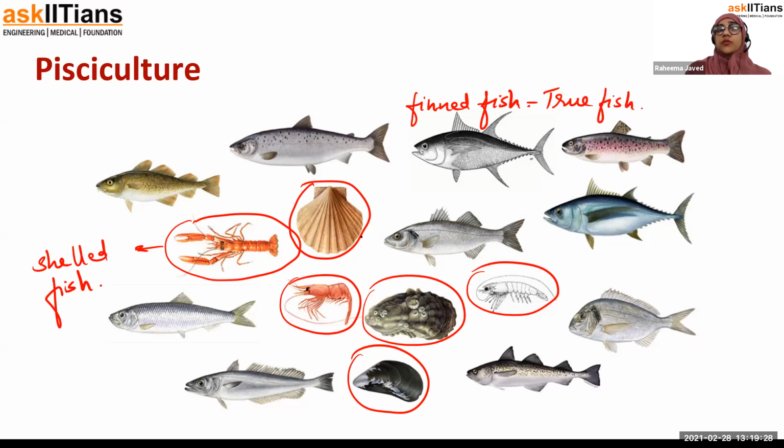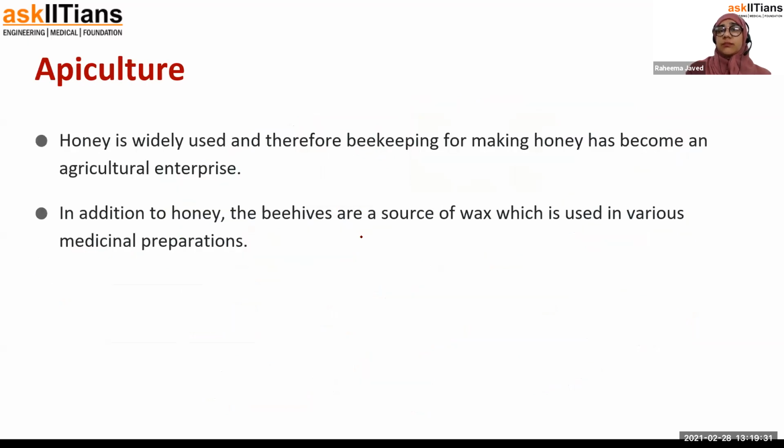Okay, so let's move on with beekeeping, that is apiculture. In the apiculture process, you must already be aware why apiculture is important. Honey is a widely used substance. Together with the honey, we can also get bee wax from these hives, and it makes an additional source of income for the farmers. So apiculture is a very advantageous process.